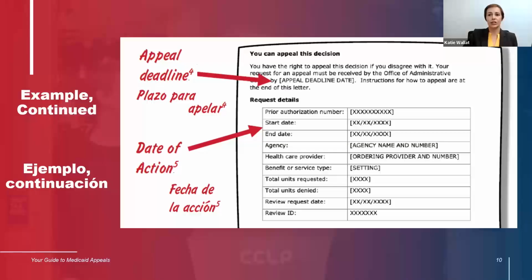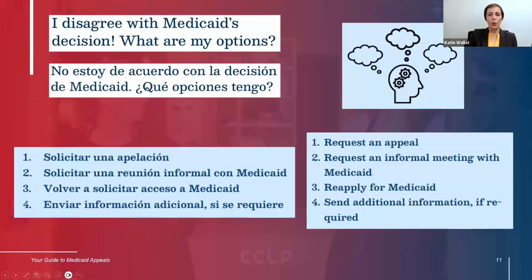All right, so I've received a notice from Medicaid and I've been told I'm no longer eligible because my income is too high. What are my options? What can I do if I disagree with that decision? If I think my income does in fact qualify me, what can I do? There are basically four options, again, which are all listed in the guide.